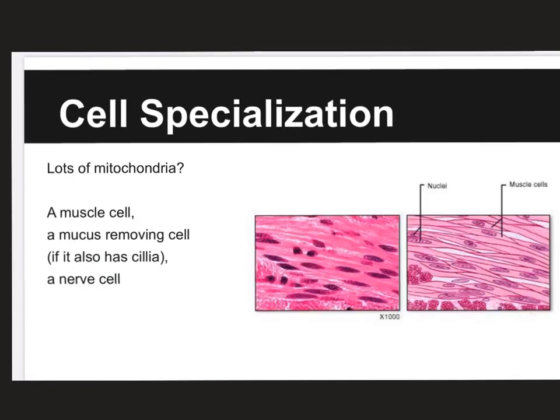Now, lots of mitochondria. When you think of mitochondria, you should think energy. The mitochondria's job is producing energy for the cell. So what kind of cell would need a lot of energy? Well, a muscle cell would be a good example. Muscles have to be able to move things and move your body, so that requires a lot of energy.